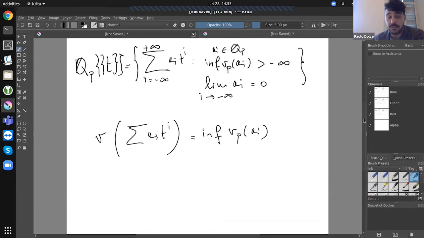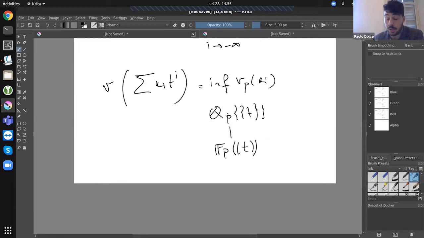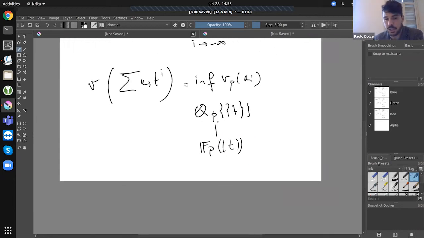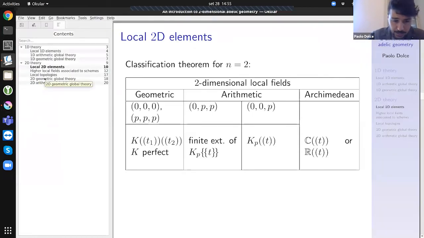So you can show that this field is complete with respect to its valuation, and actually you have this chain of residue fields. The residue map is the obvious one on coefficients. So this is the field. The residue field will be the Laurent power series over Fp, F_p((T)), and you can see here the change of characteristic. And the last residue field is the finite field. Okay, so you see 0, p, p, as explained in my table.